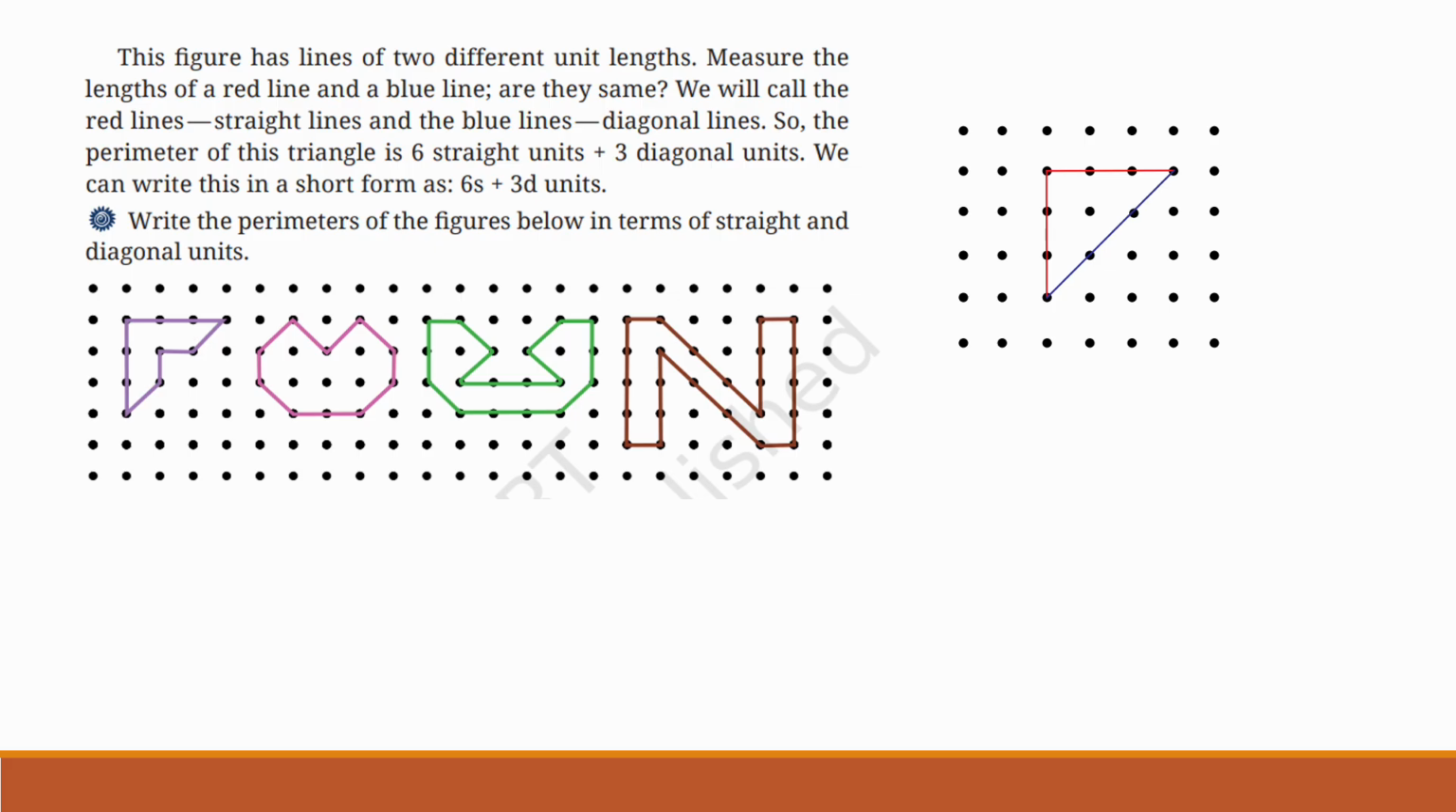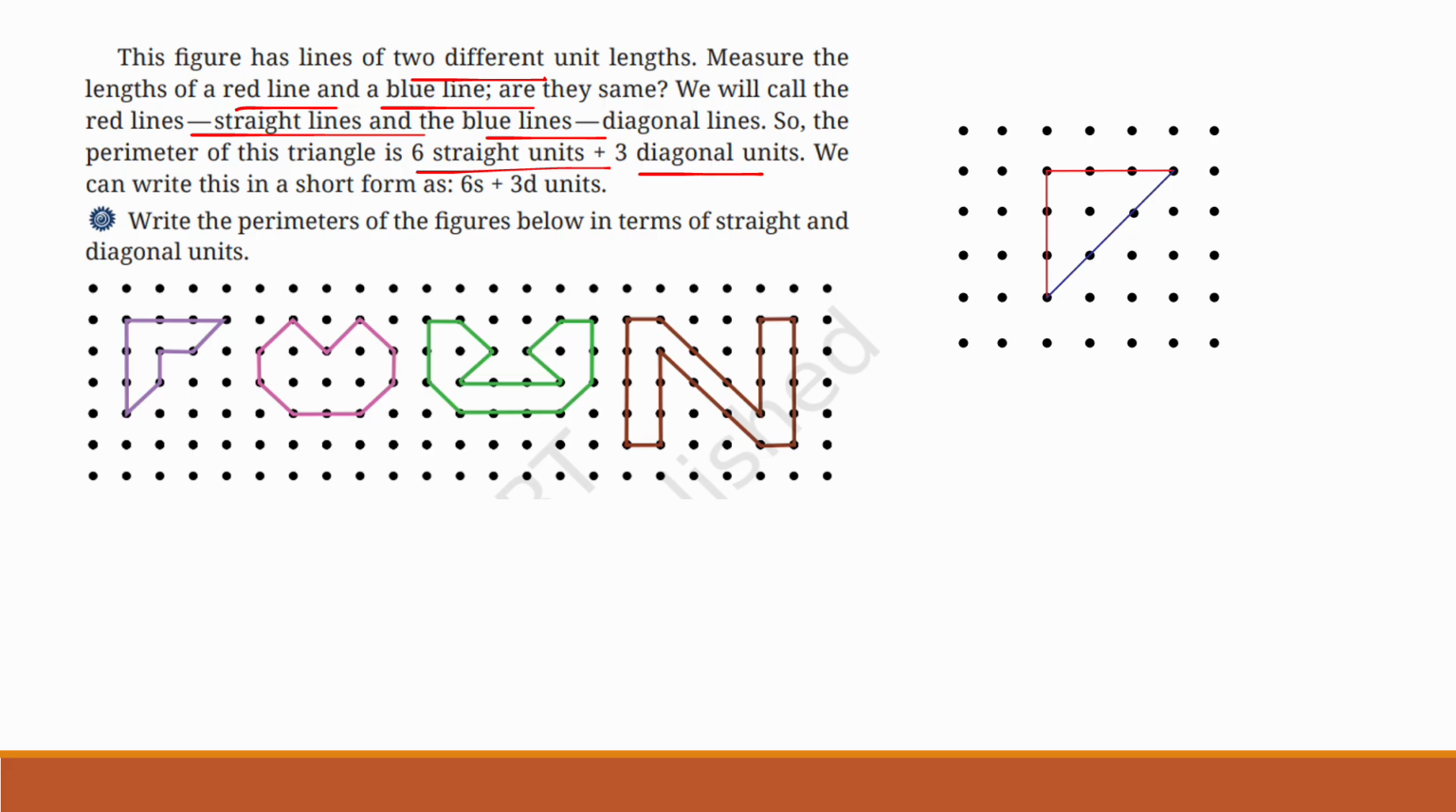This figure has lines of two different unit lengths. Measure the lengths of a red line and a blue line. Are they the same? We will call the red lines straight lines and the blue lines diagonal lines. See, the red lines are called straight lines and the blue lines are called diagonal lines.